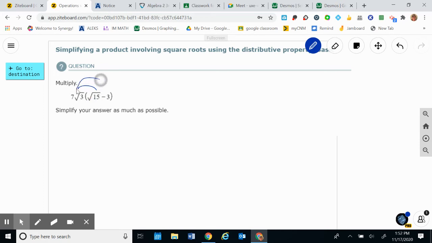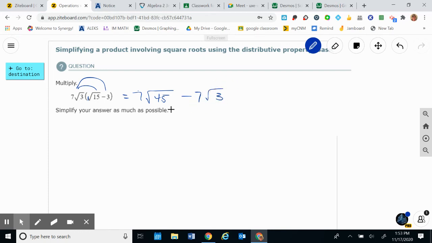They think it's harder because now you have the distributive property. It's super easy. Just distribute and multiply. So there's a 1 on the outside, so 7 times 1 is 7. Square root of 3 times 15 is 45. Okay, minus 7 root 3.